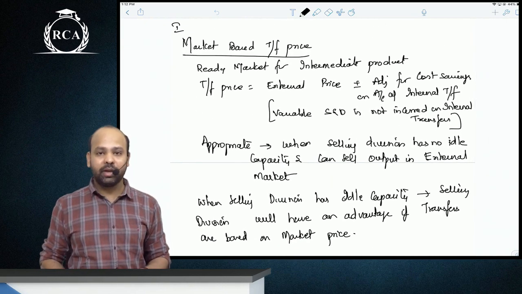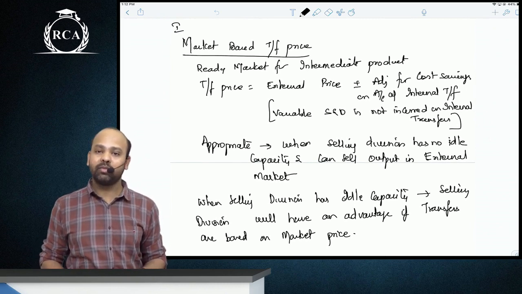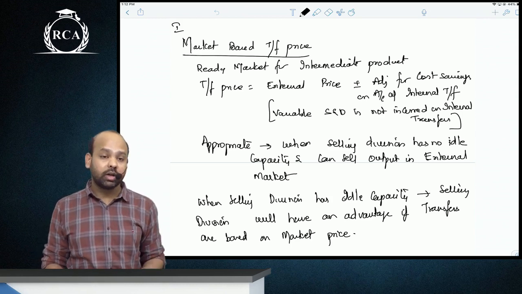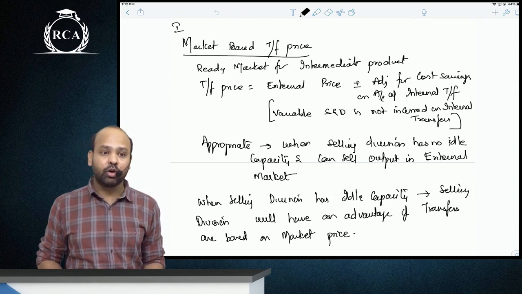When it is the market-based transfer pricing method, the transfer price should be equal to market price plus or minus adjustments for any cost savings that arise due to internal transfers. Basically, if there's any cost that is not incurred on internal transfers, I will have to adjust that to the market price.